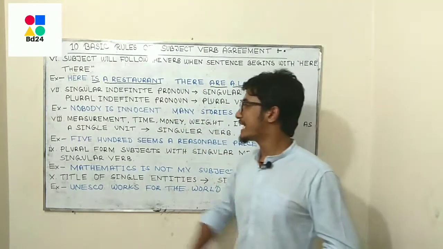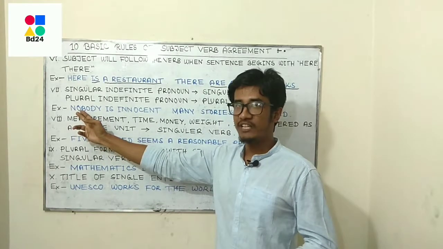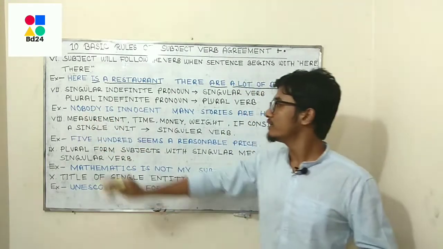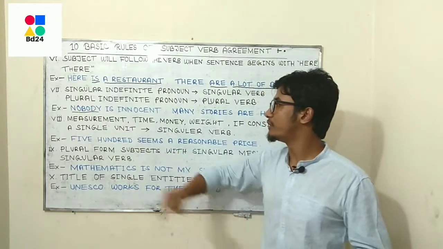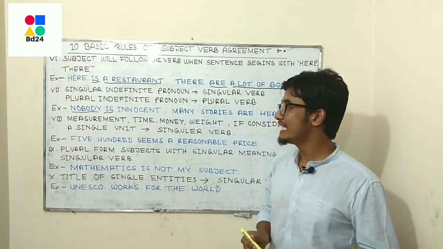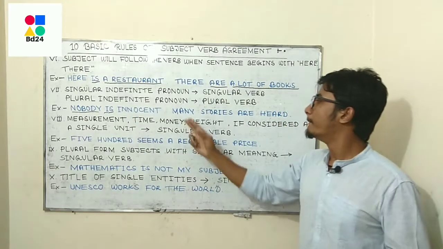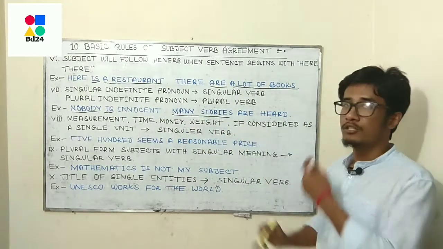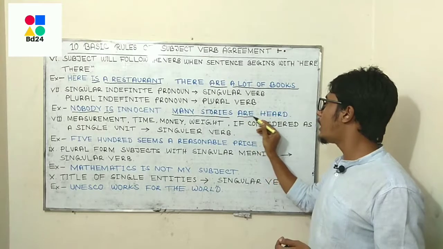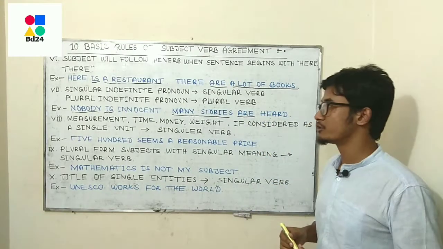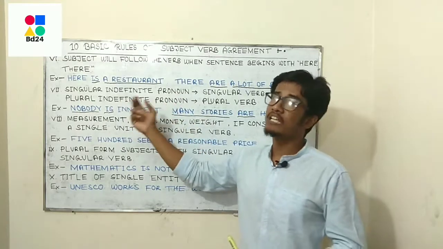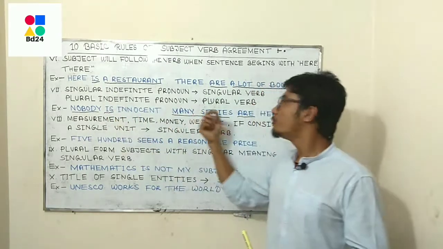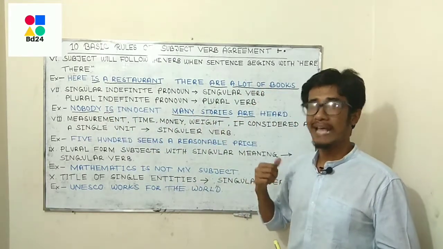Let me show you. The first example, nobody. It's a singular indefinite pronoun. So this verb will also be singular. Nobody is singular indefinite pronoun. The verb is also singular. Nobody is innocent. And in the next sentence, many, it's a plural indefinite pronoun. Many stories. So the verb will also be plural, are. Many stories are heard. So the condition is, if the pronoun is singular indefinite, the verb will also be singular. If the pronoun is plural indefinite, the verb will also be plural. So let's go to the rule 8.